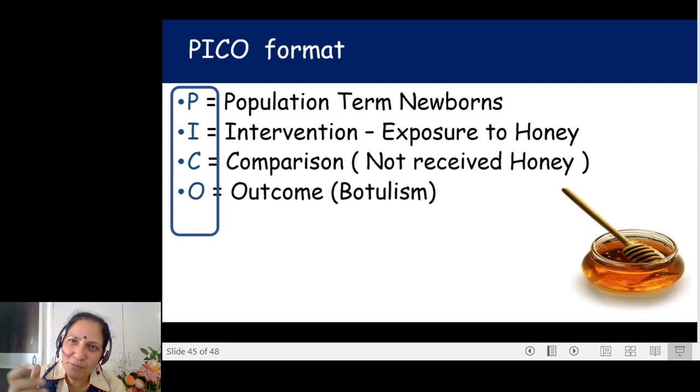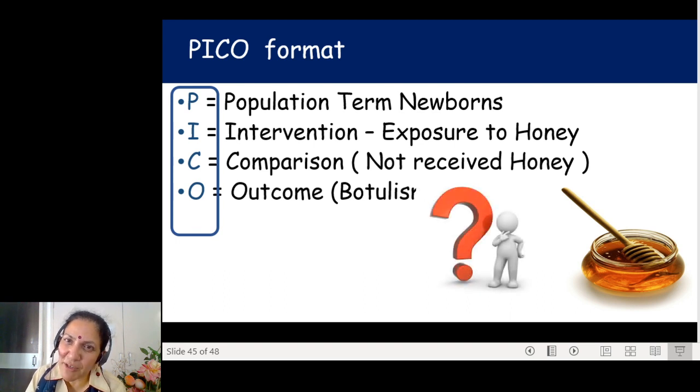So the study which we planned was related to the honey. The population would be the term newborns. The intervention could be exposure to honey. C is the comparison. The comparator would be babies not receiving honey. And O would be the outcome. The outcome is development of botulism. So this is how we need to put clinical queries. We may not be able to do this study, and we may not be able to do a randomized controlled trial in this situation because of various ethical reasons.